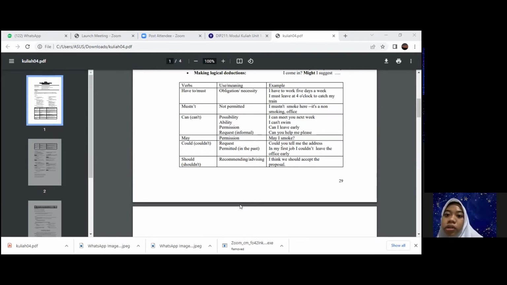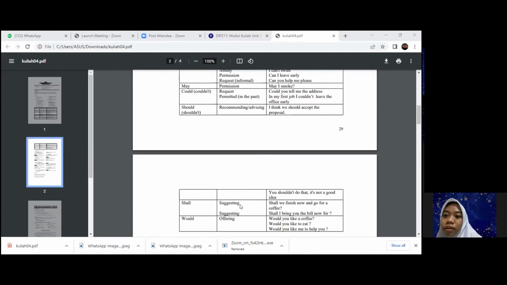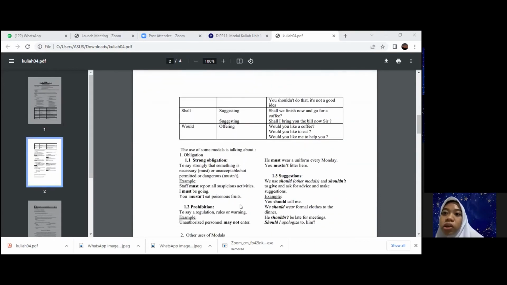Next, should or shouldn't. That use or meaning is for recommending or advising. For example, I think we should accept the proposal. You shouldn't do that. It's not a good idea. And then, shall. That use or meaning is for suggesting. For example, shall we finish now and go for a coffee? Shall I bring you the bill now, sir?